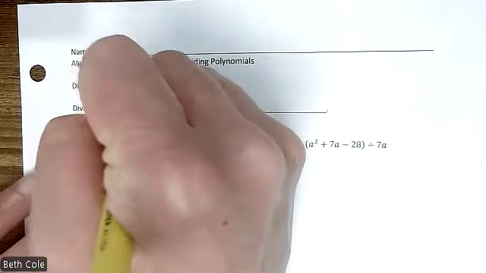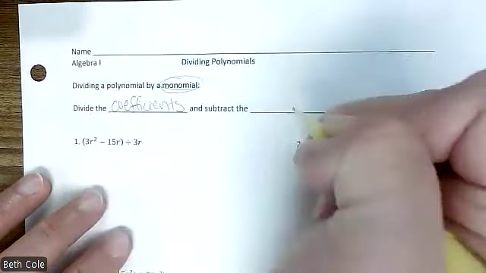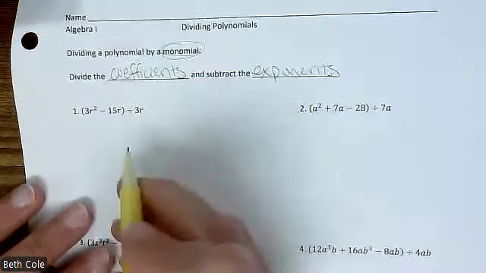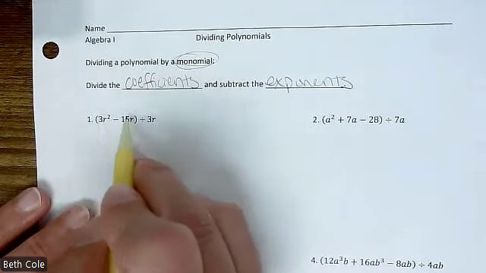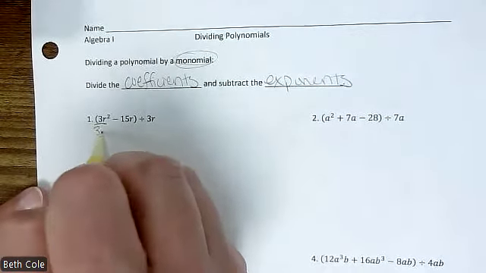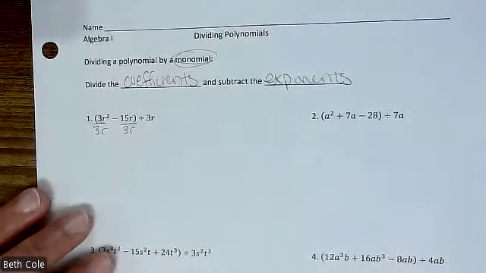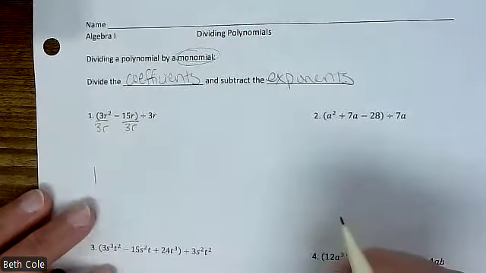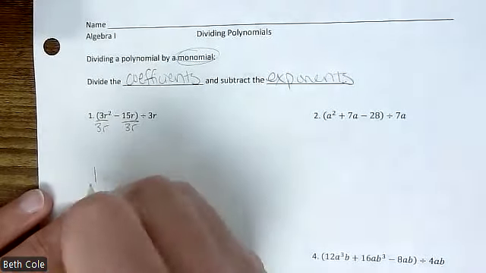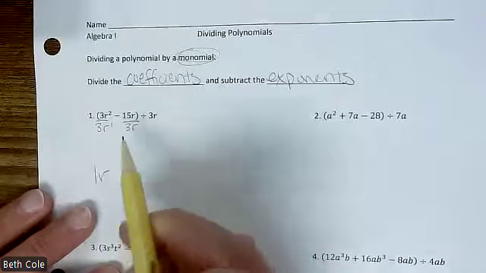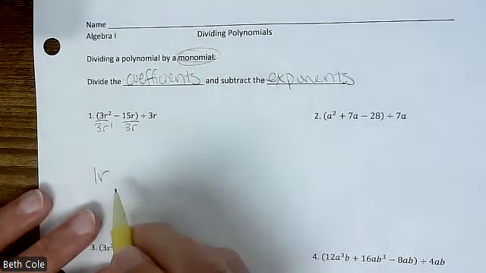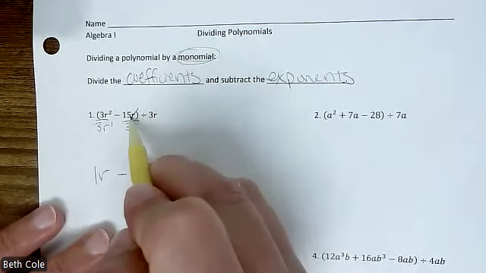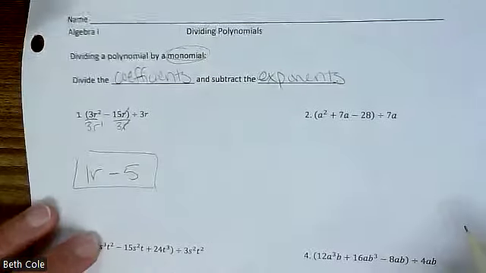You're going to divide the coefficients and subtract the exponents, exactly like you do when you factor out a greatest common factor. So for this one, we're going to take all of this and divide by 3r. If you want to go ahead and write divide 3r, you can do that. Here, the 3's cancel, or you can even just put a 1. r squared divided by r just gives you r, or you can think of it as 2 minus 1 is 1. So just 1r minus 15 divided by 3 gives you 5, and these r's cancel out. So just r minus 5.